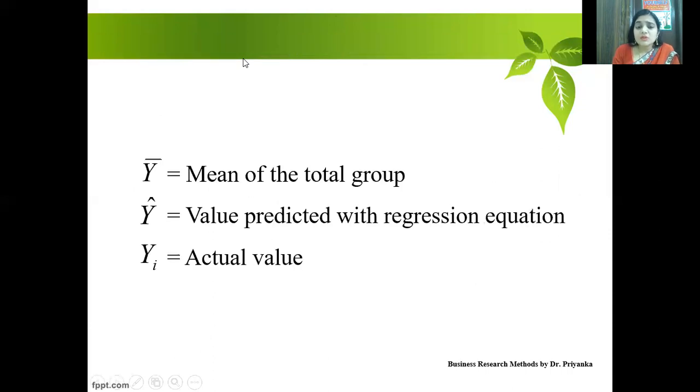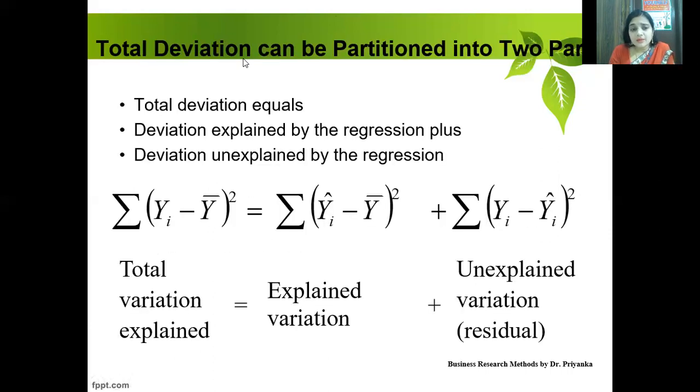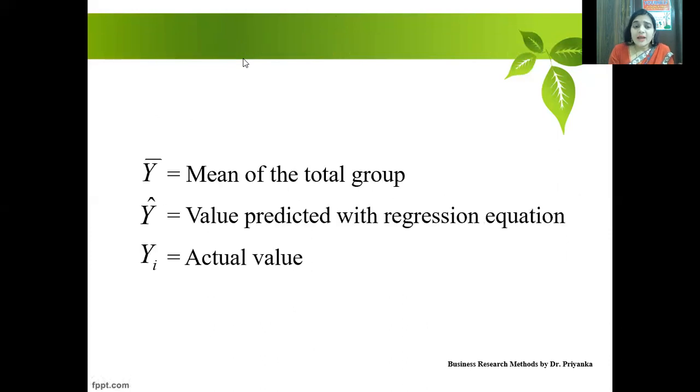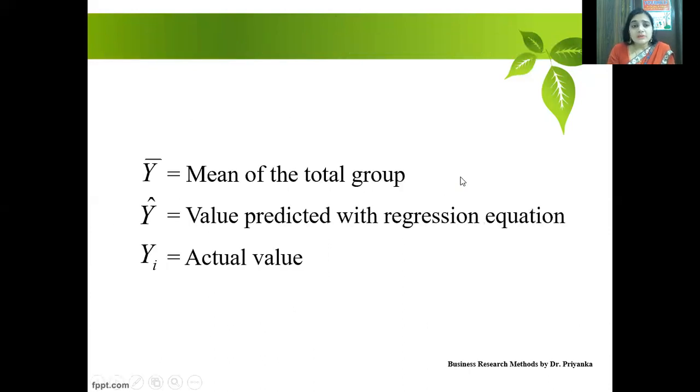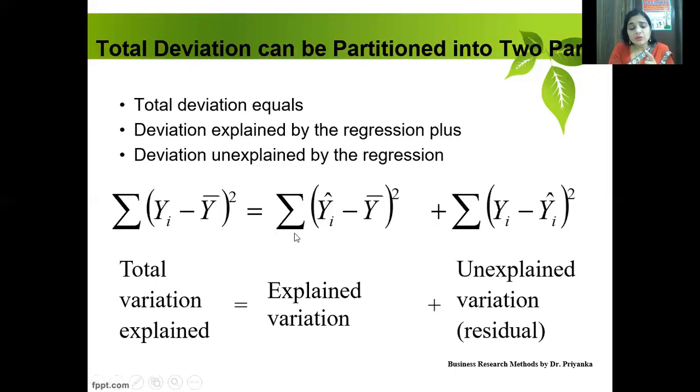And here, y bar is the mean of the total group, yi is the actual value, and yi hat is the value predicted with the regression equation. So basically this is that line, we have just checked it in the diagram. That particular line is y hat, y bar is the mean of the total group, and yi is the actual data point. With the help of this we are going to calculate total variation explained.